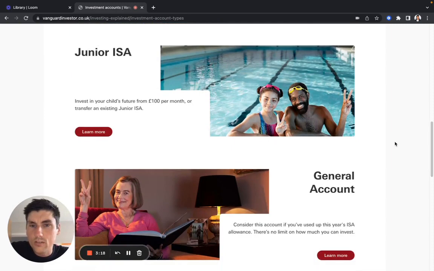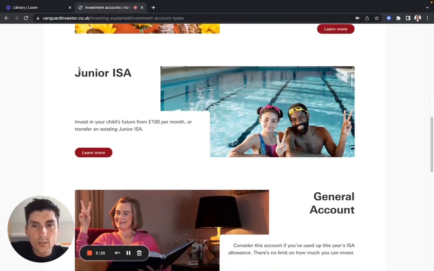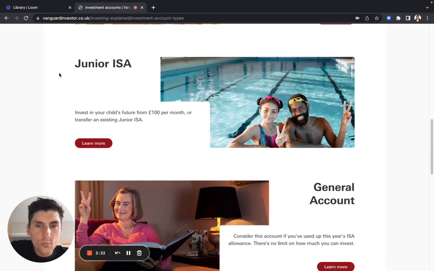The third type of account is the junior ISA. This is again similar to the stocks and shares ISA, but as the name on the tin kind of suggests, it's for children, your own children. So you can contribute up to £9,000 into the junior ISA per tax year per child. So again, if you've got a number of children, it's £9,000 per tax year per child.